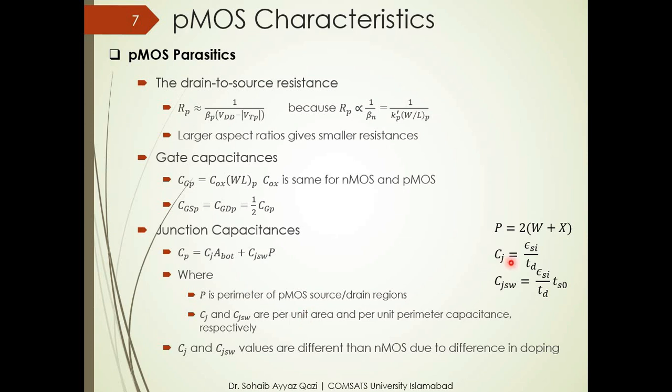And these Cj and CjSW values differ from the NMOS. Obviously, that is a factor that depends on doping, so these two factors are not the same in NMOS and pMOS; they vary. So this was a quick review of the link between pMOS and NMOS characteristics. We studied the NMOS characteristics earlier, and in today's video session we have linked them with the pMOS characteristics. We did not go into much detail because we have studied the NMOS in great detail, and quite a lot of videos are available for that.